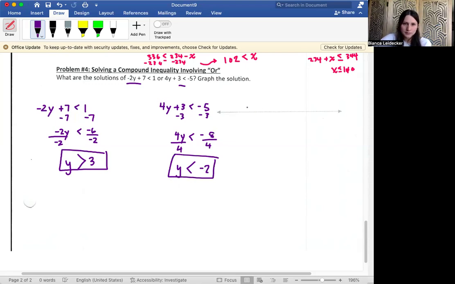Now let's graph it. Negative 2 is over here because it's smaller. 3 is over here. They're both going to be open bubbles because there's no equal involved with the inequality. Then y is greater than 3. It's going to go to the right. Y is less than negative 2. It's going to go to the left. And that's it. That's your graph. And that's your final answer. You can just say y is greater than 3 or y is less than negative 2.